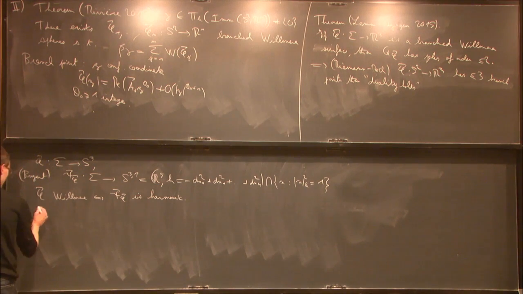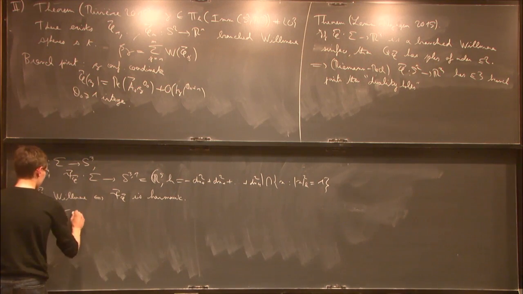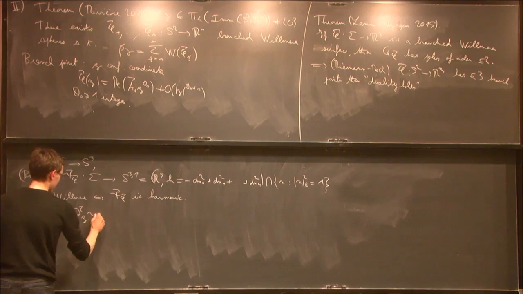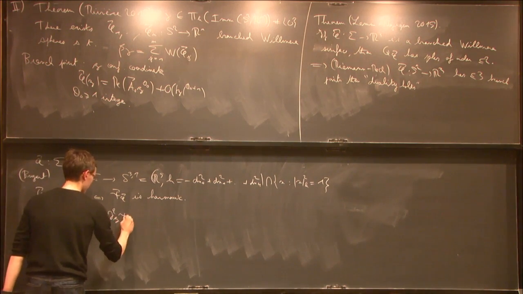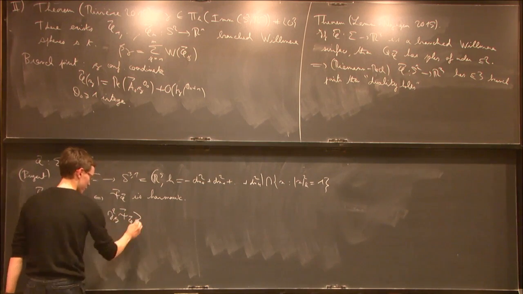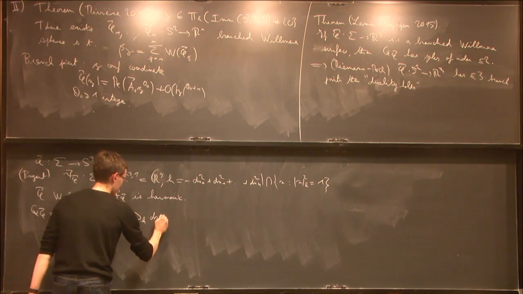And how do you define this Q phi? It's just defined as follows: you just take derivatives of this function. So it's this quartic form with respect to the Lorentzian metric.